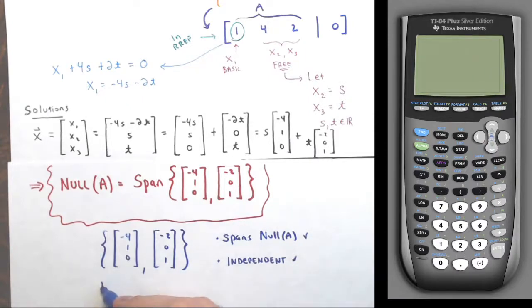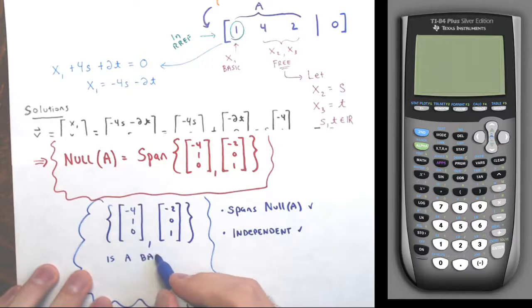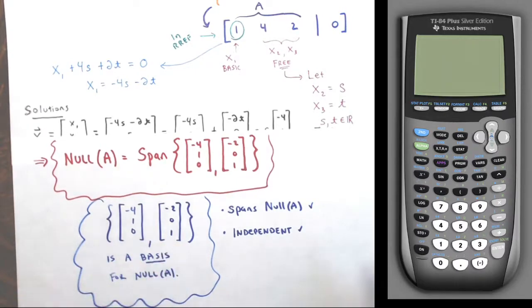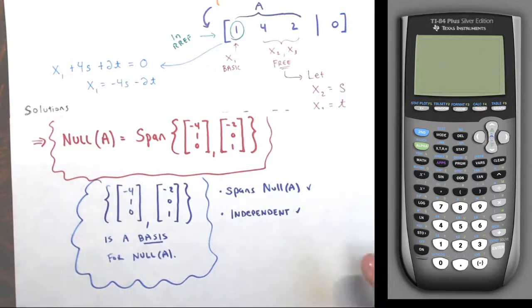So that means that this set with these two vectors is a basis for the null space of A. All right, these are some building blocks. Every vector in the null space of A, or just every solution to that Ax equals 0, is a linear combination of these two. And these two are both necessary to be able to build every vector in the null space of A. They're independent. None of them depend on each other, you can't just get rid of them. You have to have both.